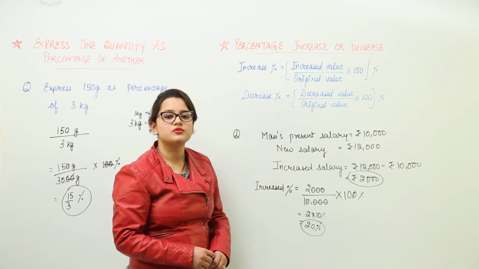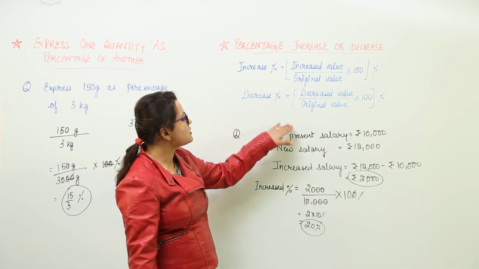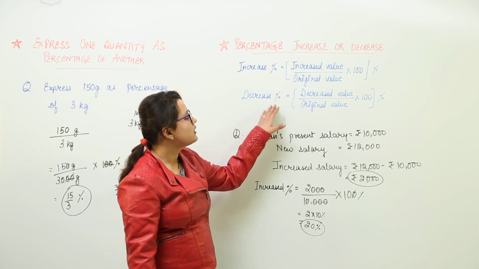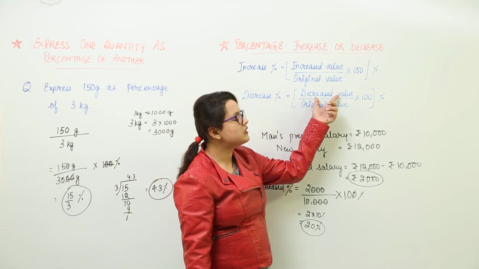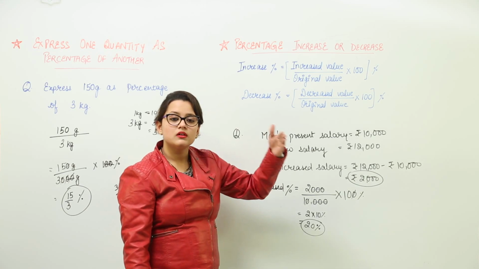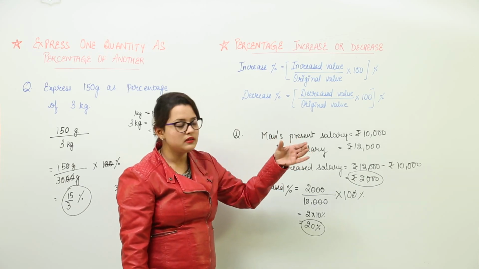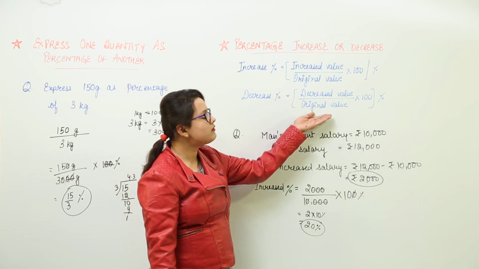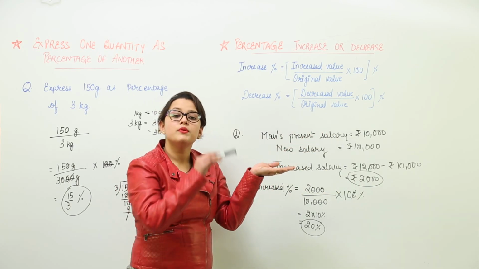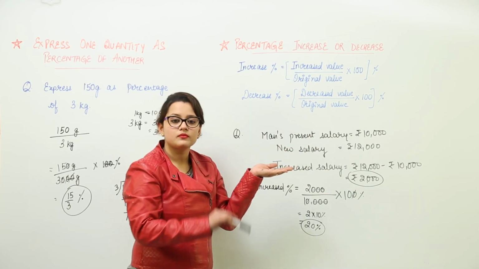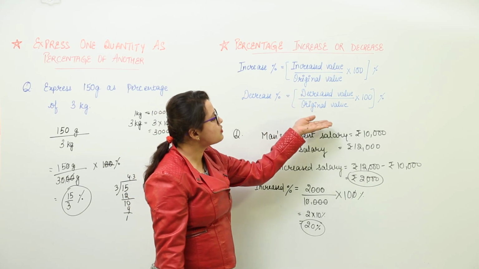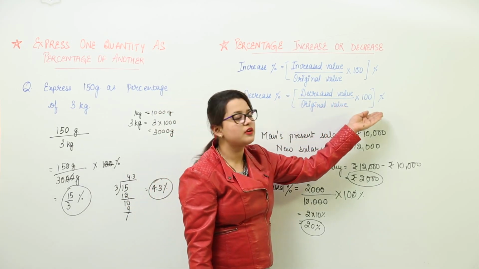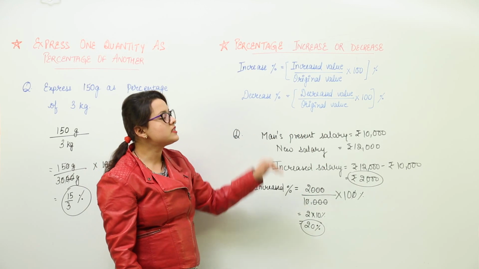And now his salary is rupees 12,000. Similarly, you can have questions for decrease percent also. That will be found out by writing the decreased value, how much the value has decreased, upon the original value, that is the value before the decrease took place, right? The decreased value over the original value multiplied with 100% will give you the decrease percent.